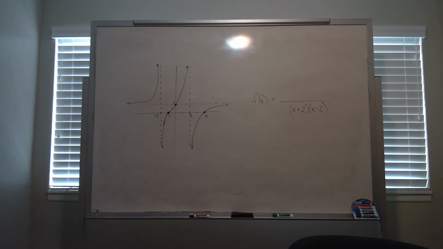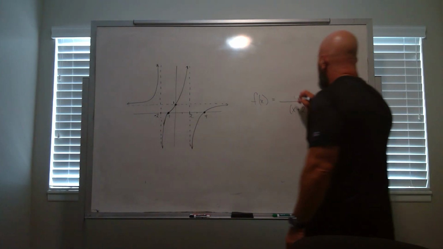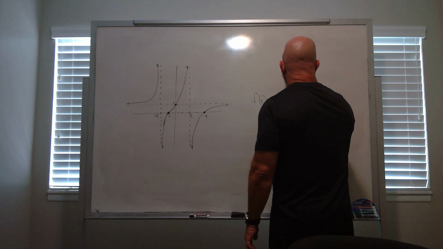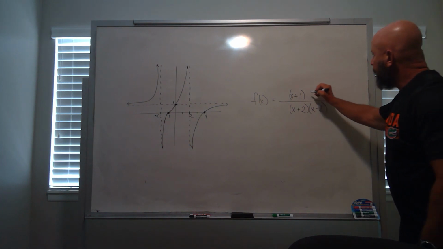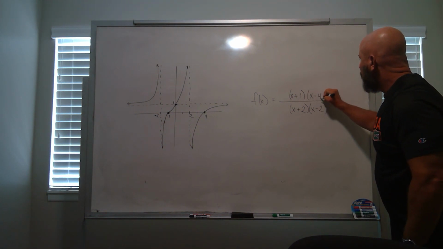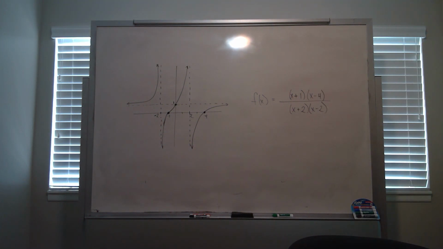X-intercepts come from the numerator. Well, anyway, I got an x-intercept at -1. So that would be x plus 1. I've got an x-intercept at 4. So that would be x minus 4. I would create those x-intercepts.